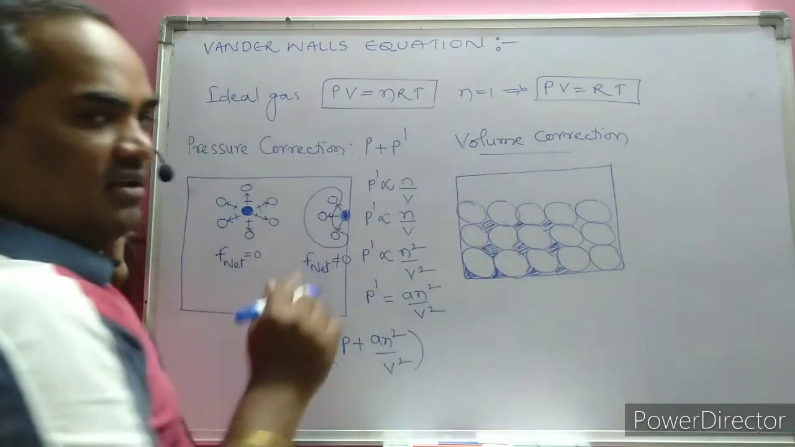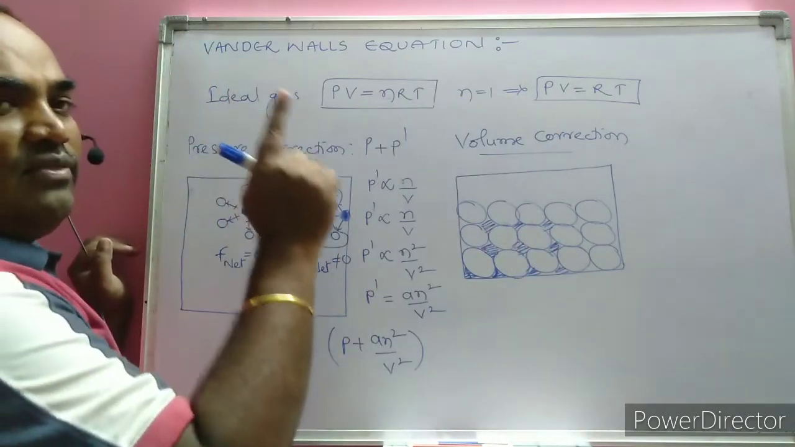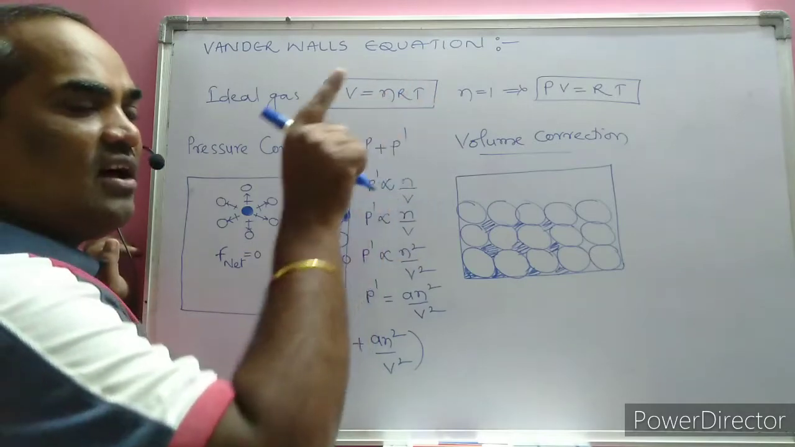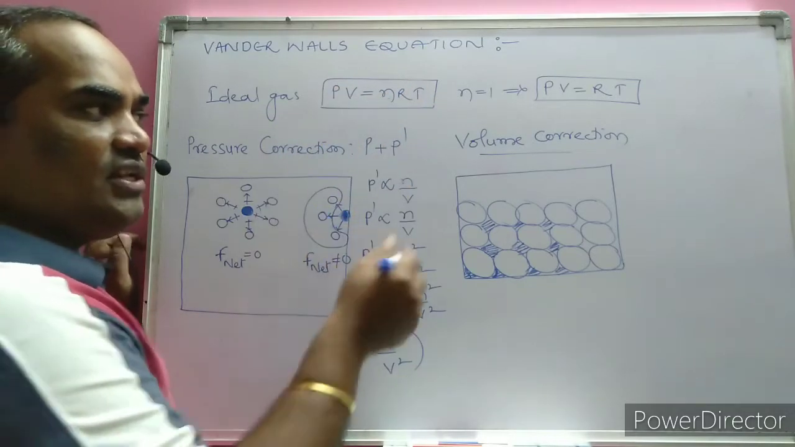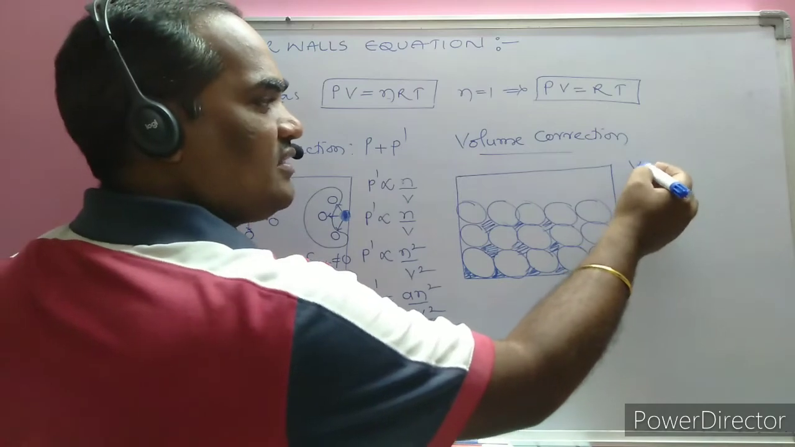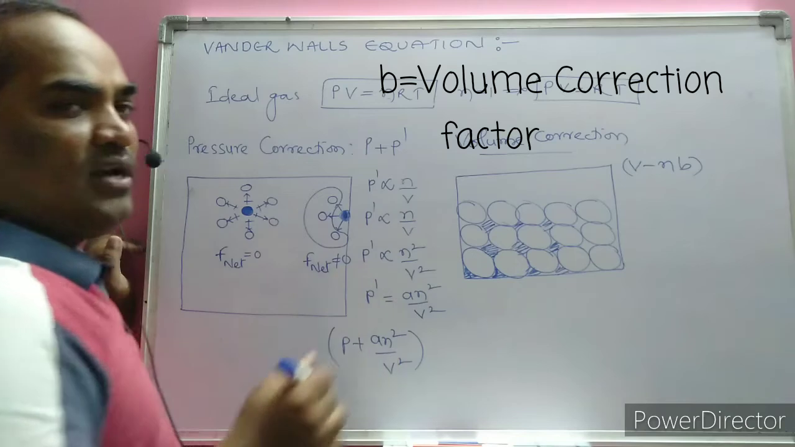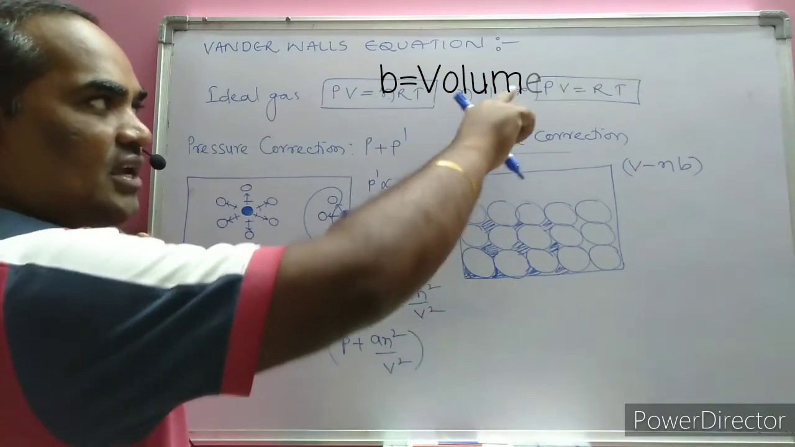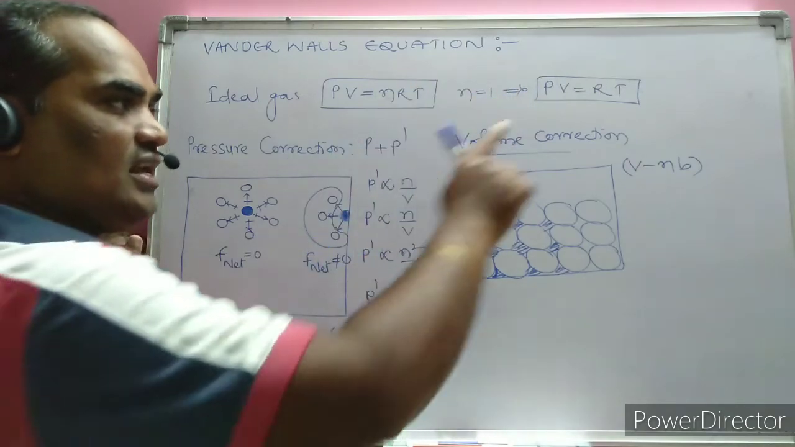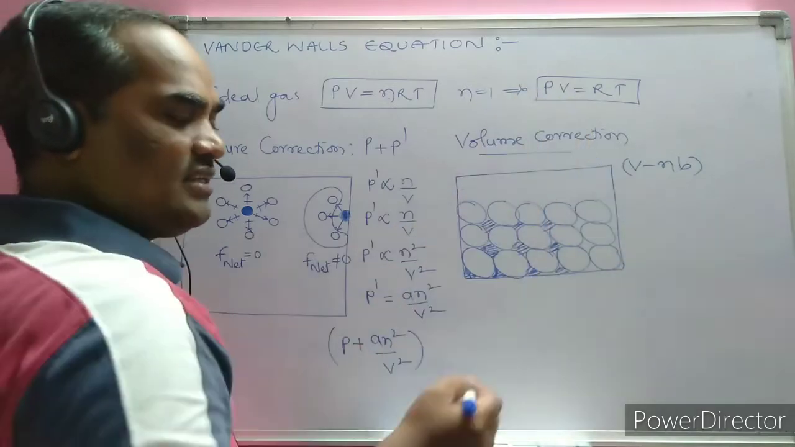That's what he said. In the ideal gas equation, the volume is shown extra. Hence, he reduced a certain quantity of the volume. That is called V minus nb. b is a volume correction factor. Hence, he introduced the pressure correction as well as the volume correction in the ideal gas equation.